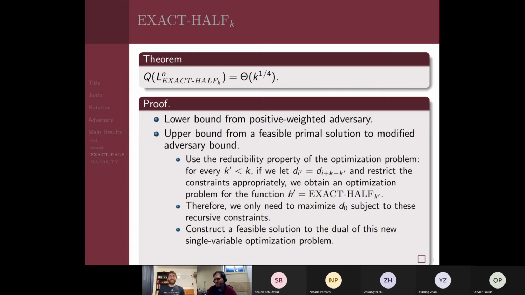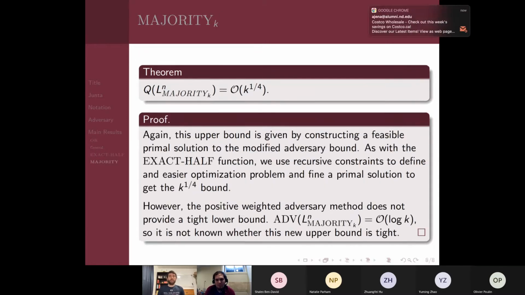And this is several pages of work, but he goes on to construct a feasible solution to the dual of this new optimization problem, and he's able to obtain this k to the 1/4 bound. And the last example he shows is on the majority function. Now, this majority function is essentially something very similar, where you output 1 if the majority of the bits in this k subset are equal to 1. And again, he gives this upper bound by constructing a feasible solution. It's pretty much exactly the same approach as the exact half function, just with a new specific approach to developing this D0 term and optimizing it.